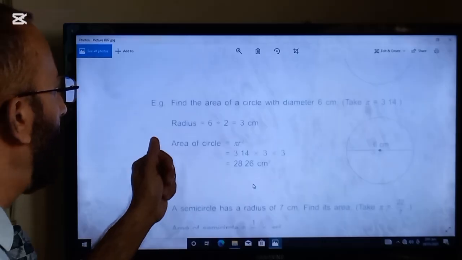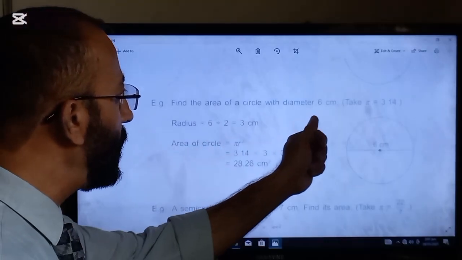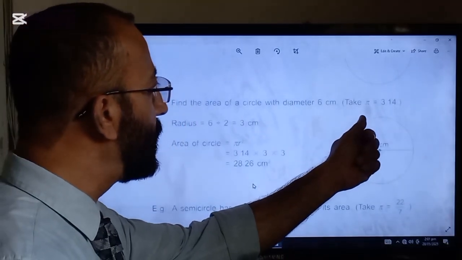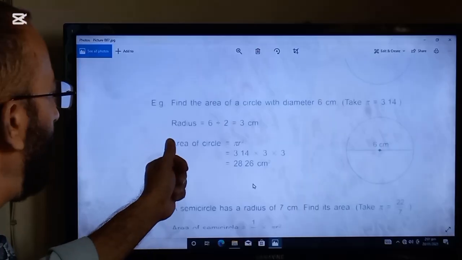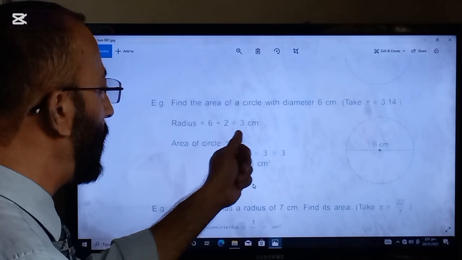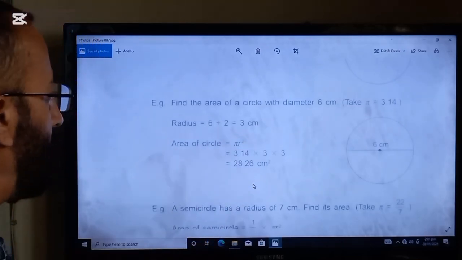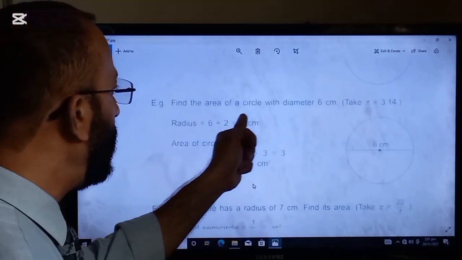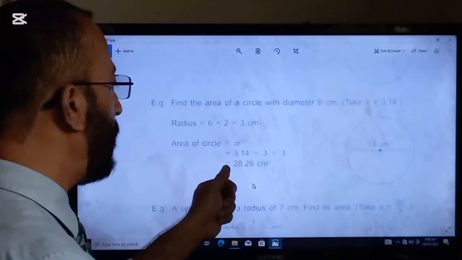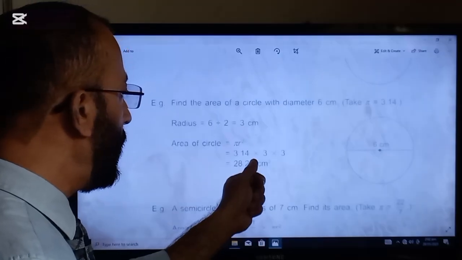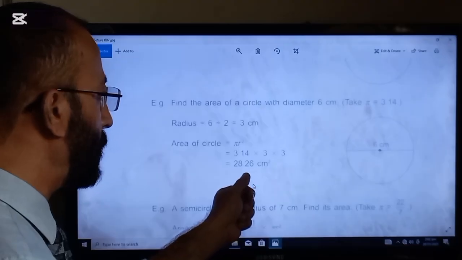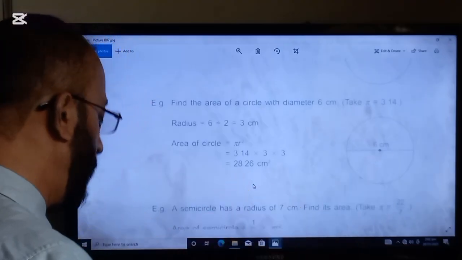Another question is here. Find the area of the circle with diameter 6 centimeter. So this is the diameter. Pi's value is given, that is 3.14. First we will find the radius, that is half of the diameter. So 6 by 2, that is equal to 3 centimeter is radius. Now we are going to find the area of the circle. Formula is pi r square. Pi's value is given, that is 3.14. R is now 3. So 3 into 3. Solving it on the calculator, 28.26 will be the answer. And centimeter square will be the unit.